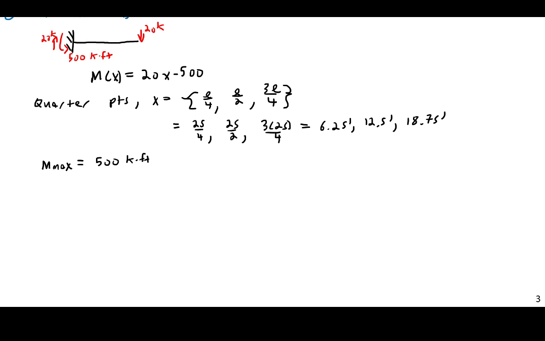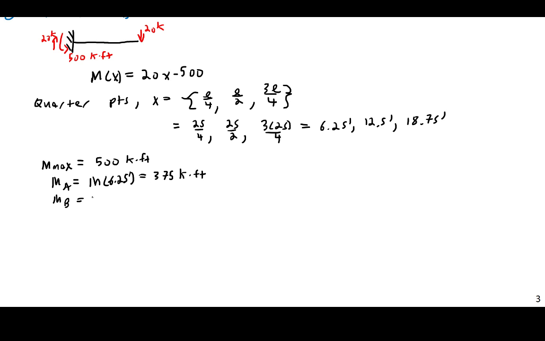Now, MA is going to be the M at, if I'm going to take the 6.25 foot value and feed it into the M of x function, this is M of 6.25 feet, and this is 375 kip feet.